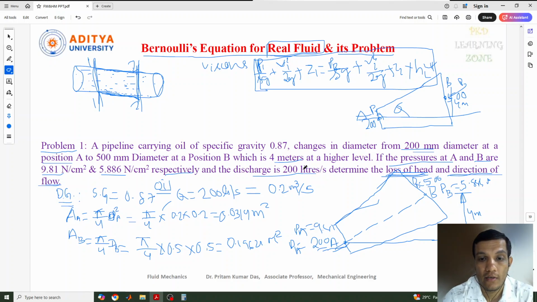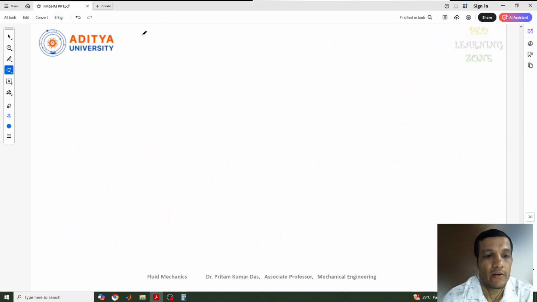Now, just to remind what data is given, next I'll go for this. We know from the continuity equation that Q equals AV, so here A1 V1 or A2 V2 we can write. So at this A section, or at the A point, I can write what we need to calculate.